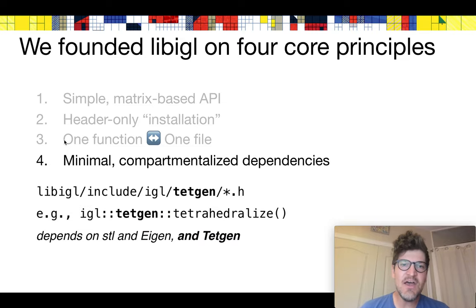The other aspect is compartmentalization. So those functions that depend on something more than Eigen and STL will be located in a directory named after that dependency. So for example, the tetrahedralize function depends on an external piece of software or library called TetGen, and that means that that function is found in the tetgen directory, and the namespace is also prefixed by tetgen. So you would call igl::tetgen::tetrahedralize. So this indicates to the caller where to find the function and what external code that function would depend on.